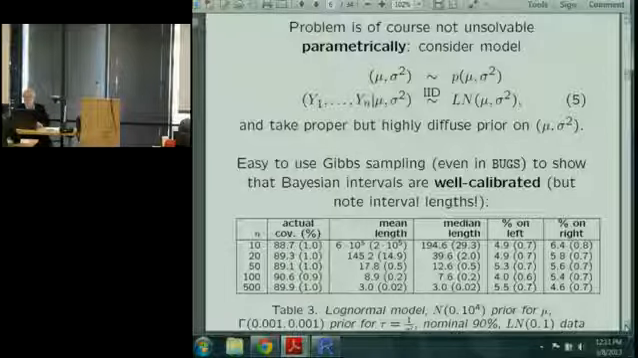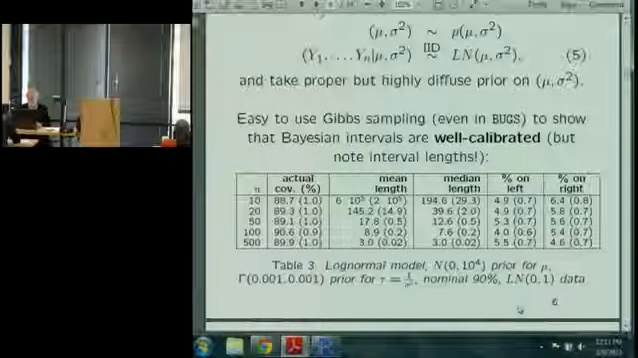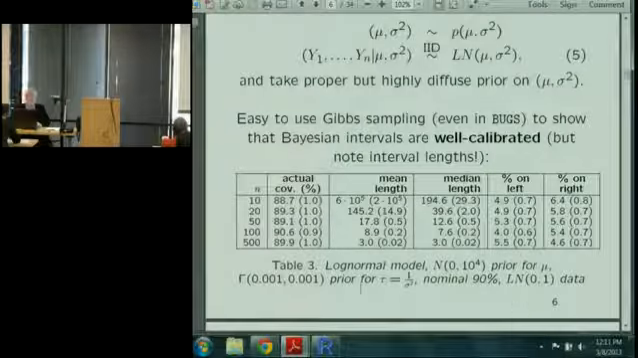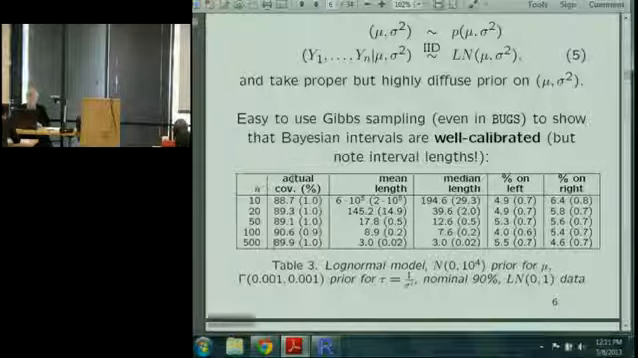I could pretend I knew somehow that the data really were log normal and put a diffuse prior on mu and sigma squared. It's easy to use Gibbs sampling to produce intervals now. And look, now having assumed the log normal model when the data generating mechanism really was the log normal model, and just saying I don't know what the mu and the sigma squared are in this model, the nominally 90% Bayesian intervals actually cover 89 to 91% of the time as a function of sample size. But to do so, they have outrageously large widths.